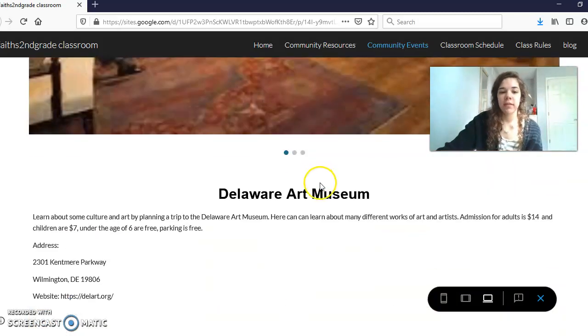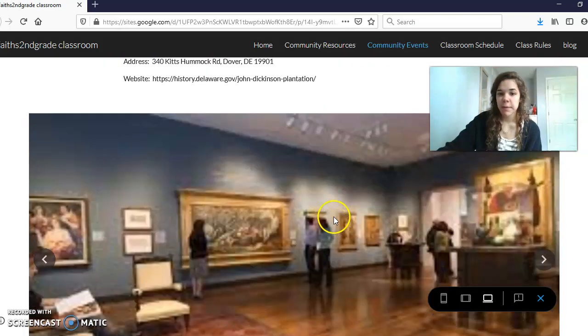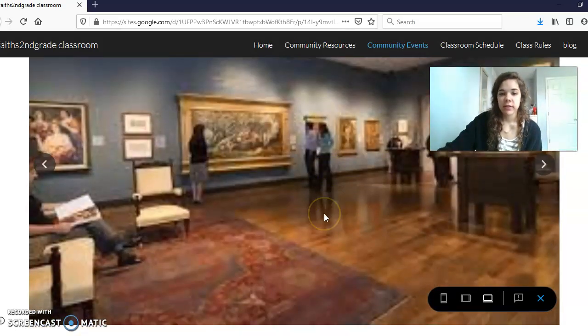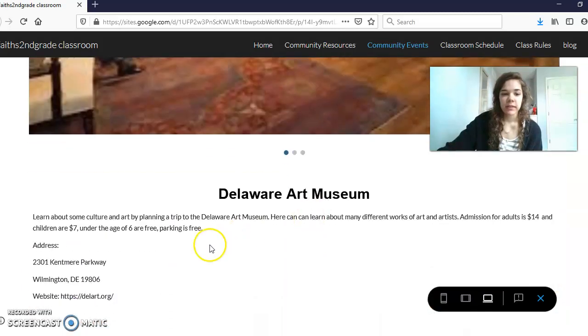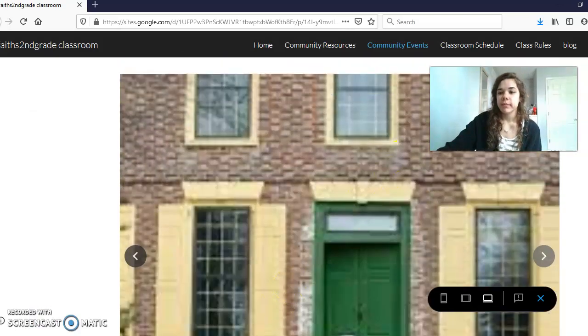And then lastly we have the Delaware Art Museum, and there is an admission fee. It's $14 for an adult, $7 for children, and children under a certain age are free, and parking is also free. Here you can go look at different galleries and learn about different artists and artworks. It's a very beautiful place, and there's also the address and the website.